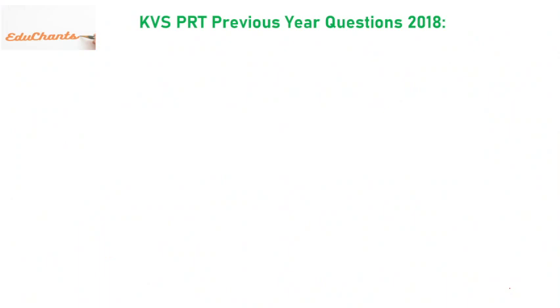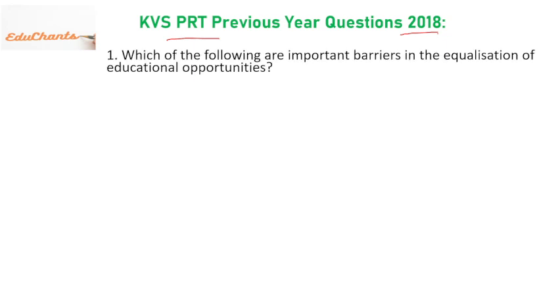Now this is the paper of KVS PRT asked in 2018. After 2018, this is 2022. So majorly it is 4 years of gap, and that is why vacancies are large, around 6,400, right?